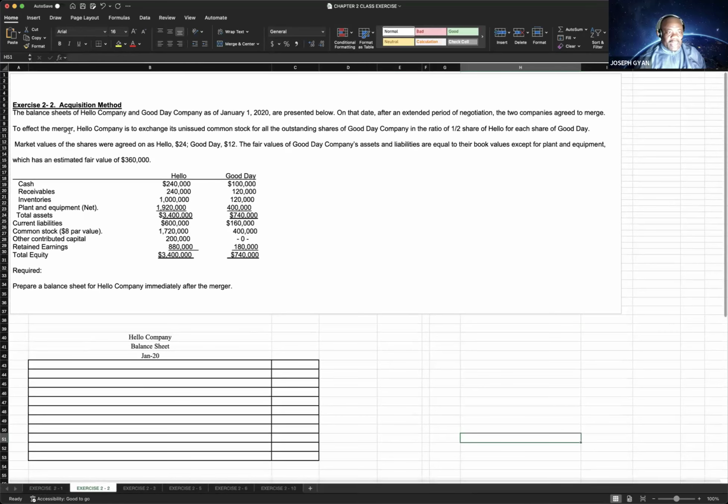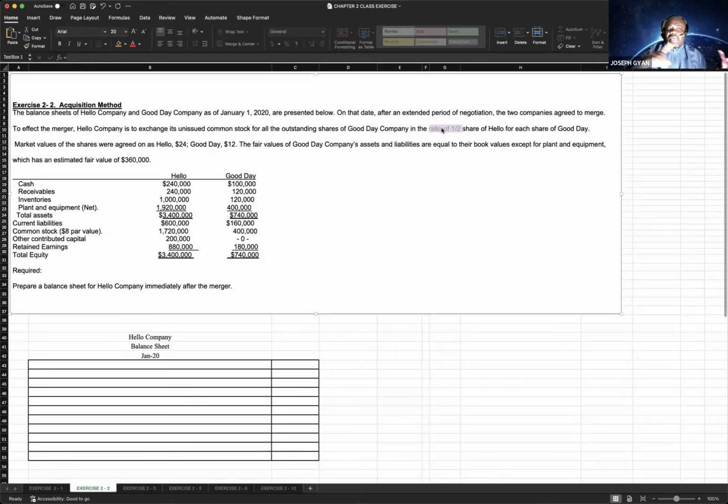So let's look at 2-2. The balance sheets of the Hello Company and Good Day Company before the merger are presented below. After an extended period of negotiation, the two companies agreed to merge. To effect the merger, Hello is giving up its unissued common stock for all the outstanding shares of the Good Day Company in the ratio of what?